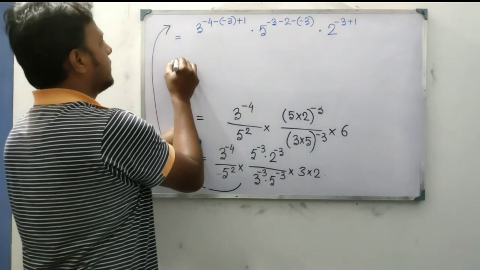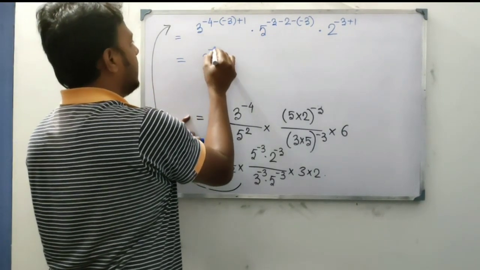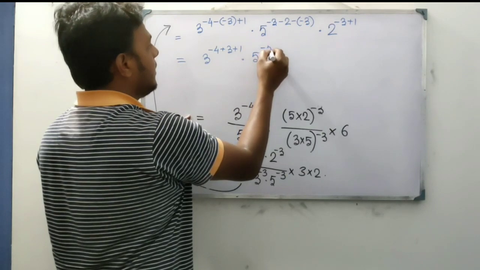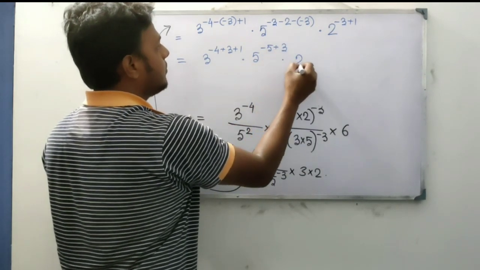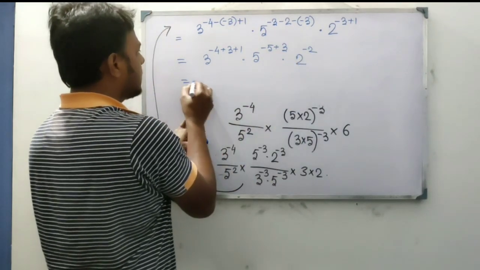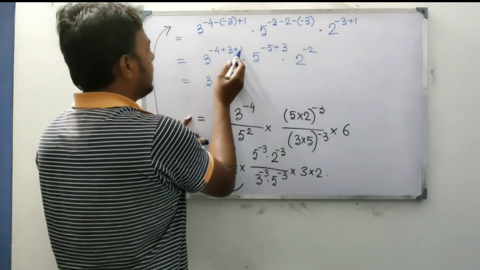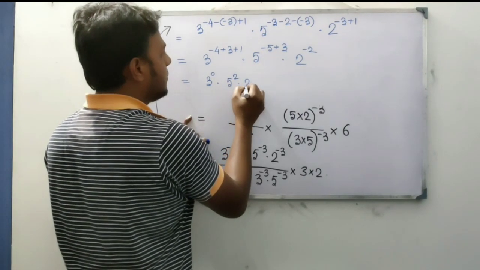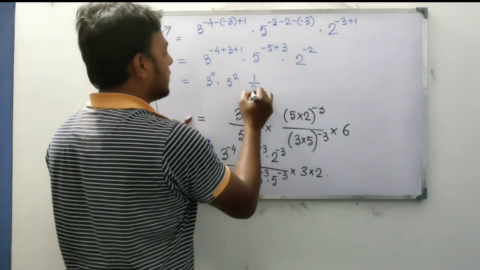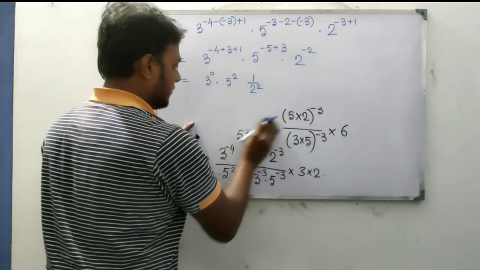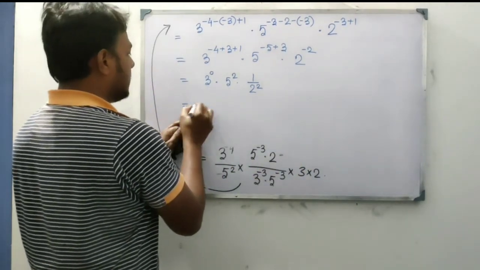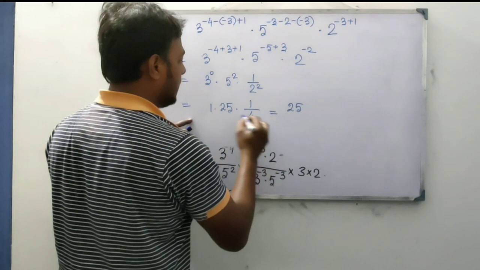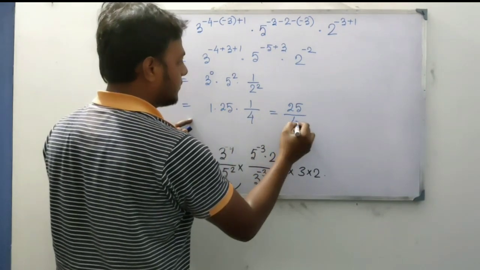Clear? Now solve it. Then 3 to the power, this is nothing but minus 4 minus minus 3 plus 1, into 5 to the power minus 3 minus 2 is minus 5, and minus minus 3, into 2 to the power minus 3 plus 1 is minus 2, equals 3 to the power 3 plus 1 is 4, 4 minus 4 is 0, 3 to the power 0 into 5 to the power 2 into 2 to the power, in the place of 2 to the power minus 2 you can write 1 by 2 square. Okay. Next, 3 to the power 0 means 1, 5 square means 25, into 1 by 2 square means 4, equals, if you multiply the numerators then 25, 1, 25, and this is 4. This completes the solution.